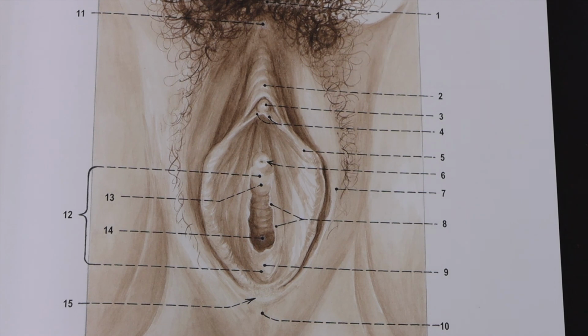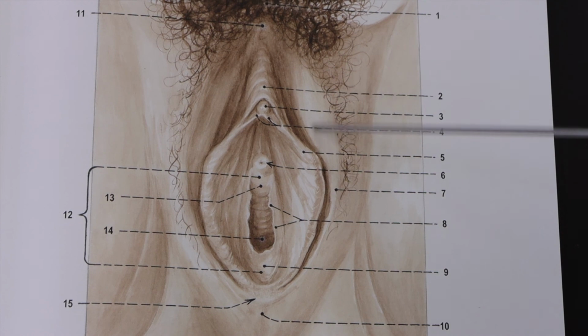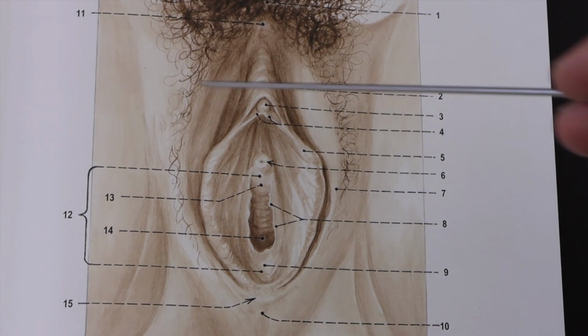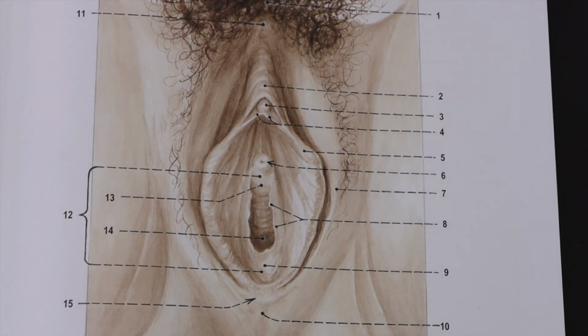This right and left bulbus vestibuli, or vestibular bulb, is located between mainly the glans clitoris, and its basic structure is the bulbospongiosus muscle. In this case the bulb is mainly lying on the urogenital diaphragm.